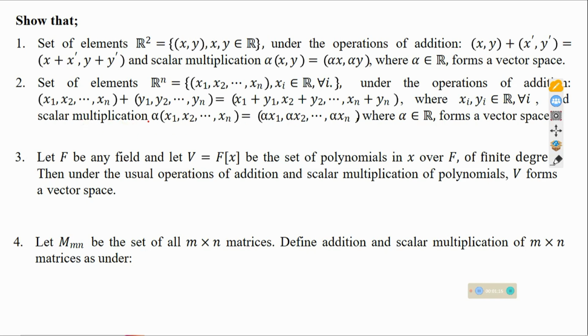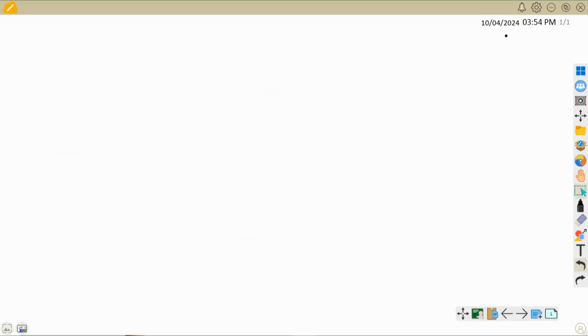Then the scalar multiplication: if we have an element of R^n, which has the form x1, x2 up to xn, and we multiply by a scalar, the scalar will multiply on each of these elements. So we have the addition and scalar multiplication for the vectors, or the elements, of R^n. We want to see how this forms a vector space, and we shall need to prove all the 10 axioms for this set to form a vector space. So let us look at that.